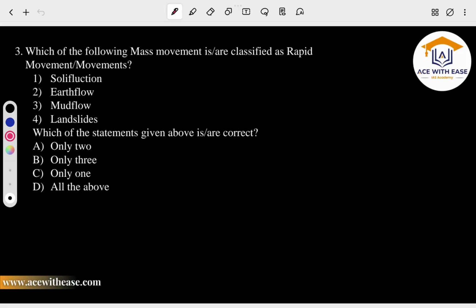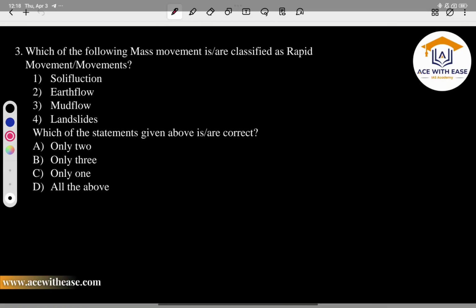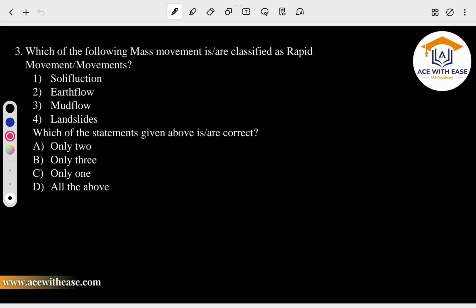Then the next question: which of the following mass movements are classified as rapid movements? Generally, mass movement means that a large amount of sediment, debris and material is moving down the slope. These mass movements can be divided into two: rapid movements and slow movements. Now we see which of the following are rapid or slow movements.